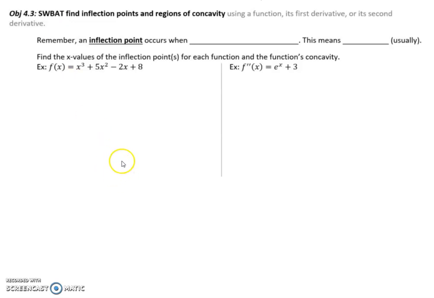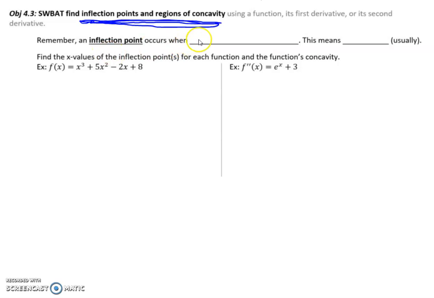Hi everyone. Right now we're going to go through the guided notes section of objective 4.3, which is to find inflection points and regions of concavity. This is going to be extremely similar to the previous objective, which was about finding critical points and regions of increasing and decreasing. So let's start with the notes.